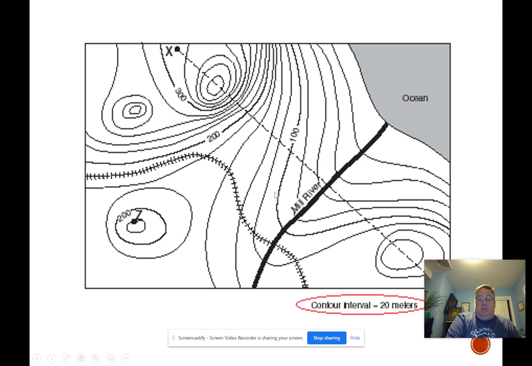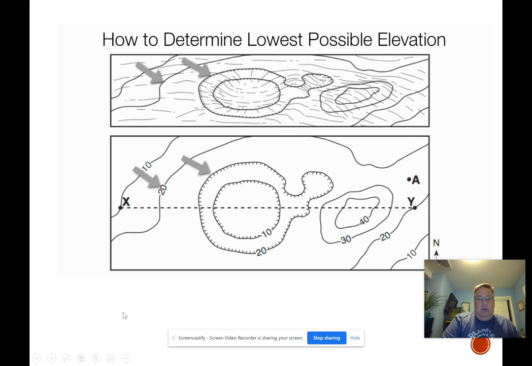I could possibly ask you for proof. How do you know that the contour interval is 20 meters? I could do that a number of ways. Again, we have the ocean here, so it's 0 there. So from 0 to 100 is 5 lines, 100 divided by 5. I could do 200 minus 100 divided by 5. So something along those lines. All right, that should cover the questions there.